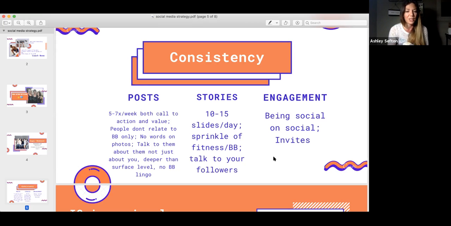And then try not to use Beachbody lingo. You can use it, not all the time though, and not in every post. People don't want to hear about it every second. And half the time they don't even know what it is. They don't know what a challenge pack is. They don't know what our stuff is if they're not doing it and they've never done it before. So talk about getting them started.